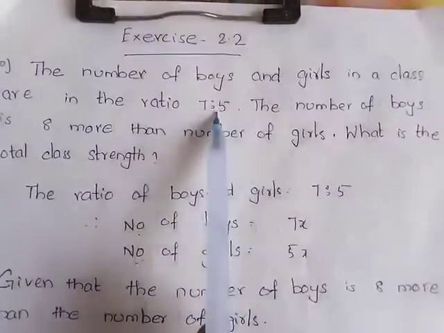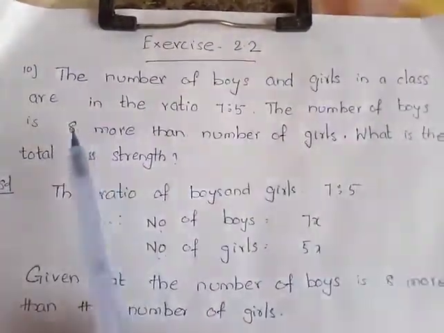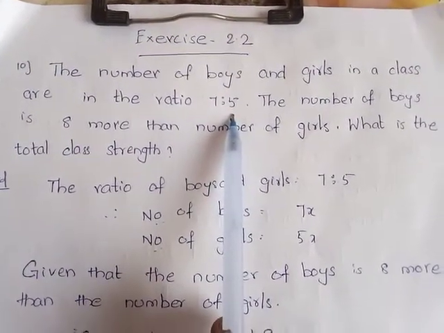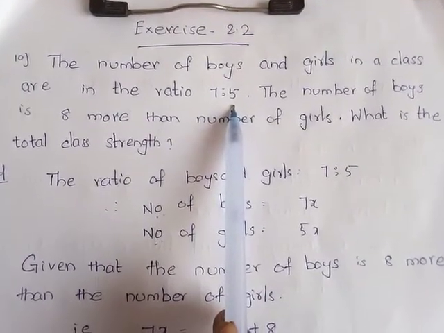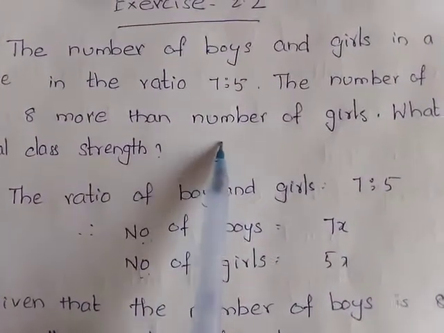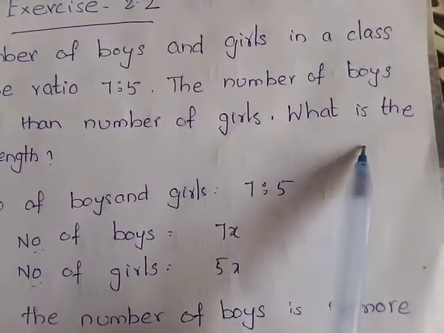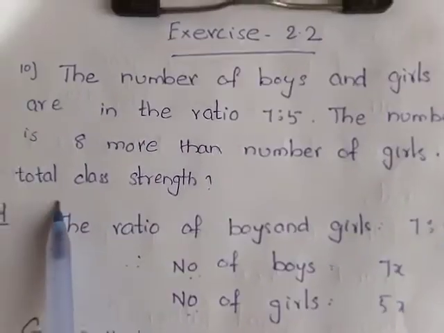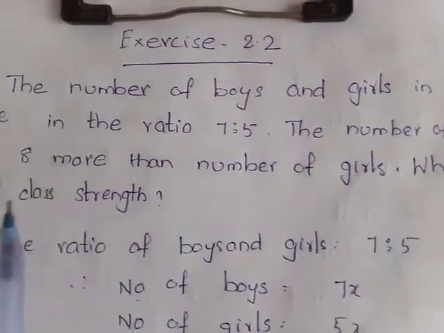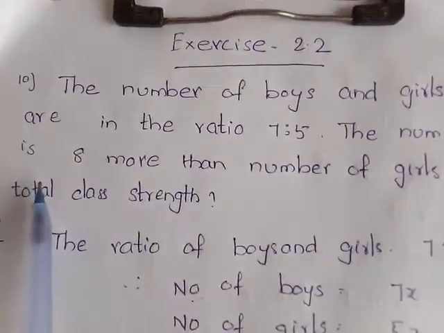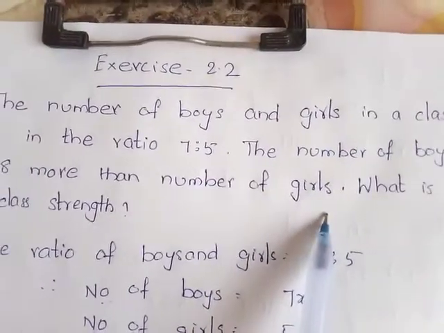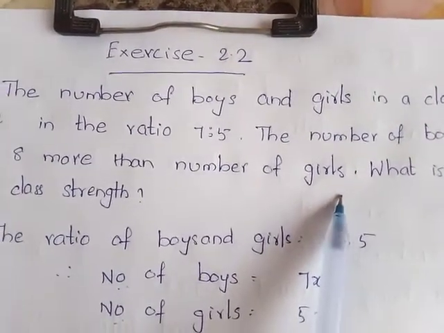The number of boys and girls in a class are in the ratio 7:5. What is given? The number of boys and girls in a class are in the ratio 7:5. The number of boys is 8 more than the number of girls. What is the total class strength? So boys are 8 members more when we compare with girls.